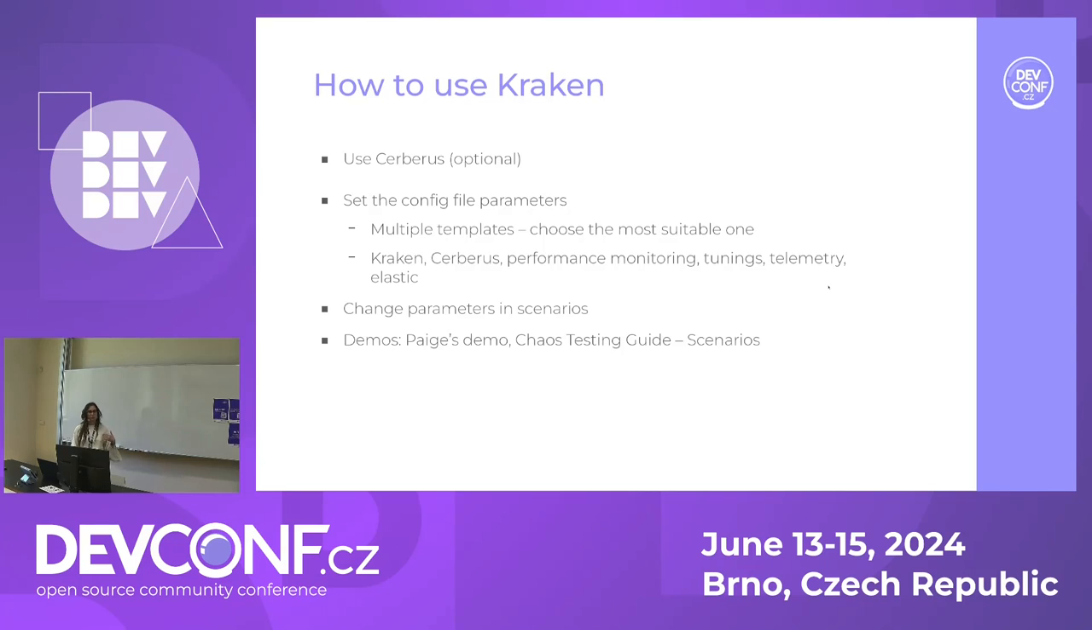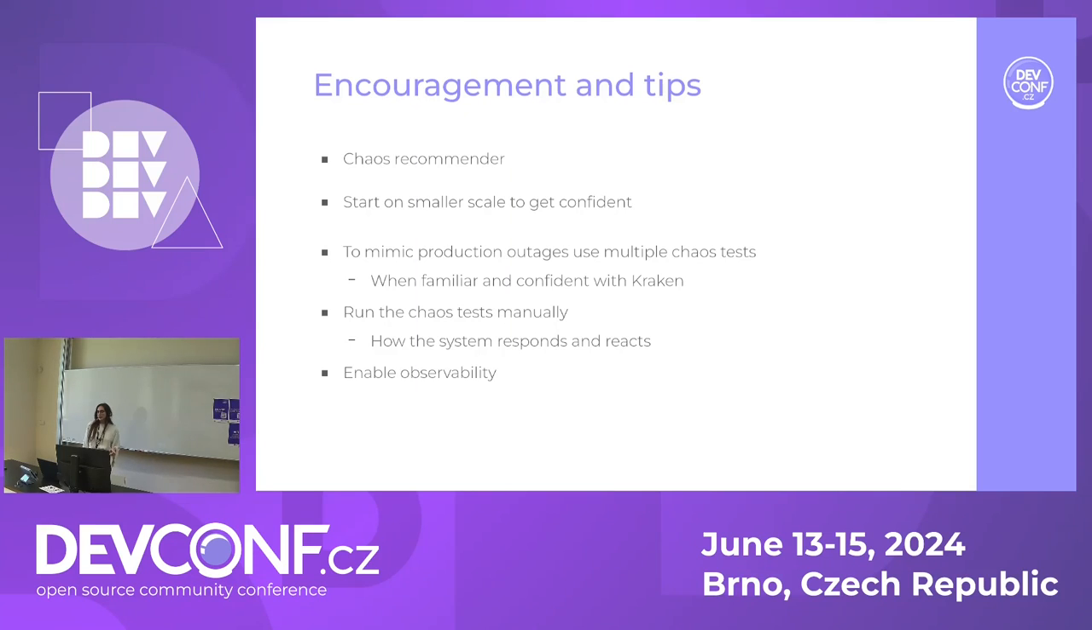We are talking about those scenarios more in depth, or how to generally use Kraken more in depth. And if you have everything set up, you can actually start chaos testing. If you have no idea what you should test, we have a utility in Kraken, which is Chaos Recommender. It will recommend what scenarios you should run on which pod, deployment, namespace.